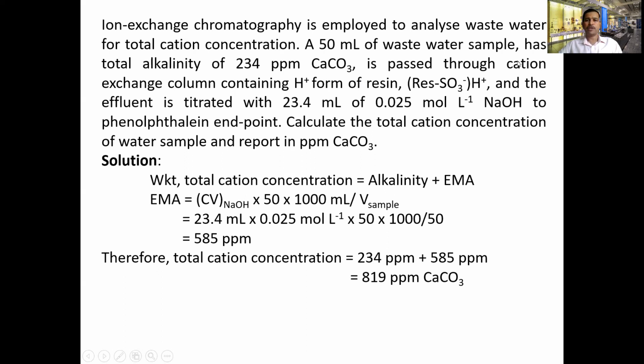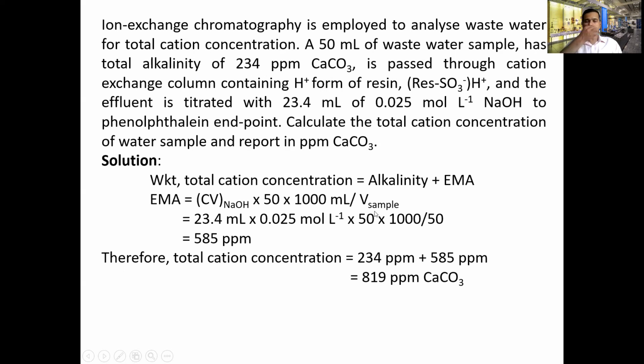A 50 ml wastewater sample has a total alkalinity of 234 ppm calcium carbonate. It is passed through a cation exchange column containing the H plus form of resin, that is ReSO3 minus H plus. And the effluent is titrated with 23.4 ml of 0.025 mole per liter NaOH to the phenolphthalein endpoint. What is the total cation concentration of the water sample in ppm calcium carbonate?